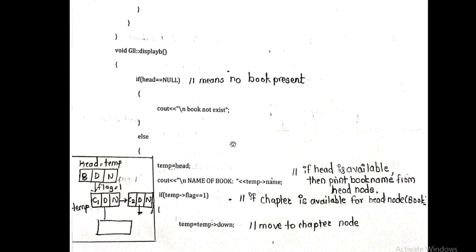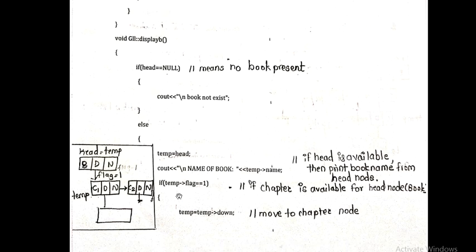Else, if the book node is available, what I will do is assign it as temp. The head node becomes the temp node. Now I will print that the name of book is temp of name, whatever name of book I have mentioned, and then I will check whether that book has any chapters available or not. How are we going to check that? By checking the flag, we will come to know whether chapters are available. If flag is 1, chapters are available for that temp node. If flag is 0, no chapters are available for the head node.